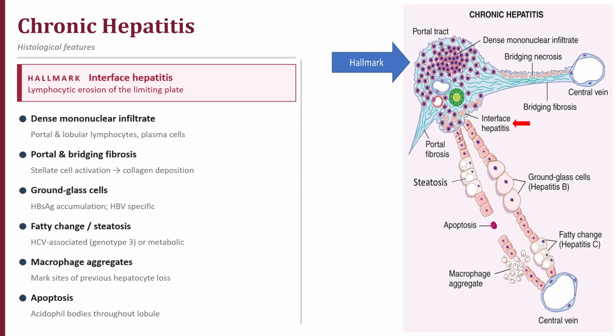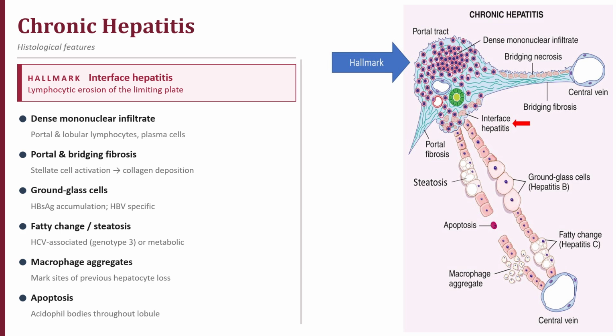The hallmark of chronic hepatitis is the dense mononuclear infiltrate in the portal tract. This infiltrate sometimes may spill to the adjacent hepatocytes and form a change called interface hepatitis. Also, we can see fibrosis. Fibrosis can be within the portal tract, called portal fibrosis, or it can bridge the portal tract to the central vein. Sometimes we might have necrosis of the hepatocytes along the portal tract and the central vein.